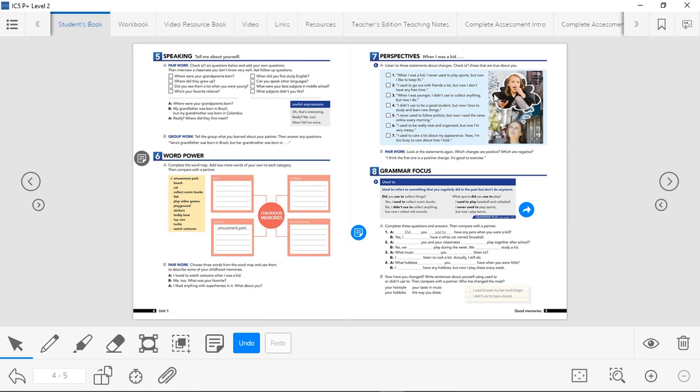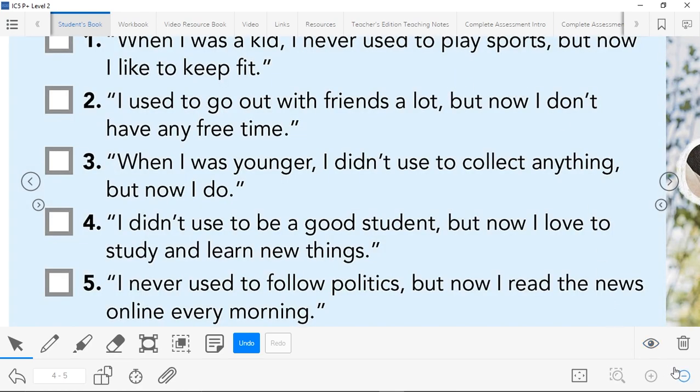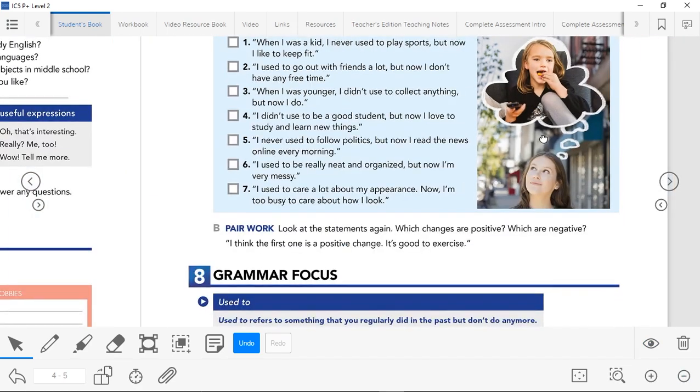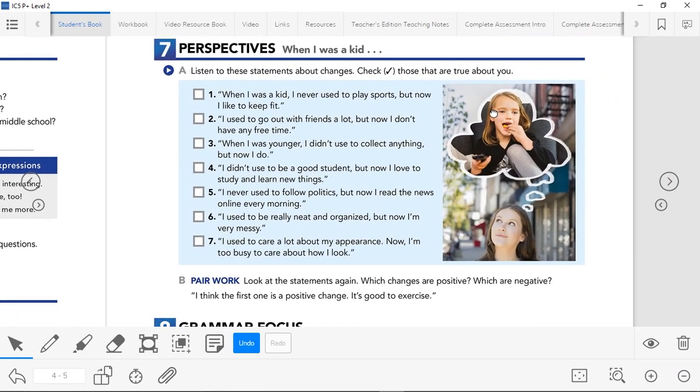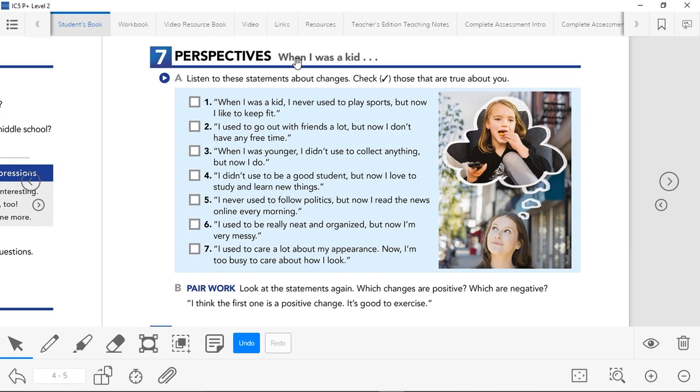Okay, very good. Let's go to a new area in these Interchange books that is called Perspectives. In this case, we're going to be seeing the one that is called When I Was a Kid. You're going to be listening to these statements and you're going to be thinking about which ones were true or are true about you. If they are true for you, you're going to be checking in your mind. So, let's listen.